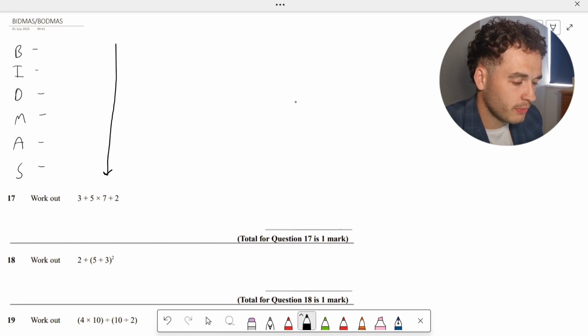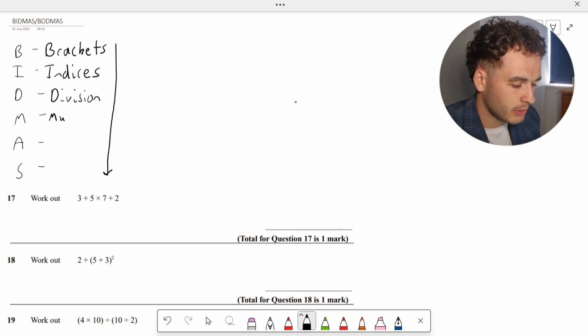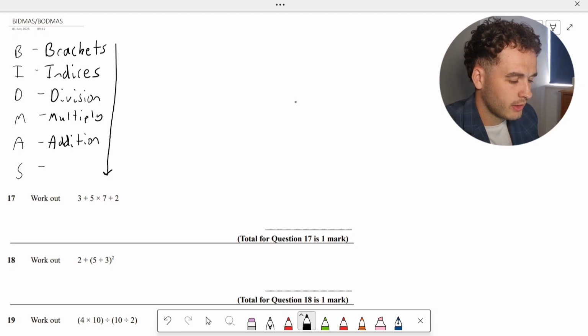So we start off by doing anything that's within the brackets, and then we do the indices, and then we do division, and then any multiplication, I'm just going to put multiply for short, then any addition we need to do within the calculation, and then any subtraction we need to do. I'm just going to put subtract for short.